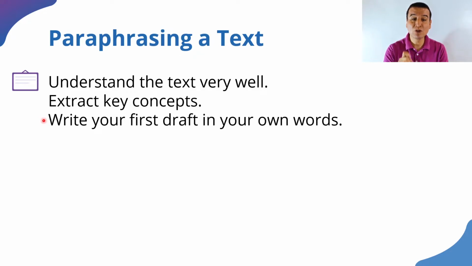all this happens without looking at the original text. That means that we have understood already what the main message and the purpose of the original text is. We have extracted our key concepts. Now, with those concepts and our understanding of the text, we are going to write our first draft without looking at the text. So, how do we do that?